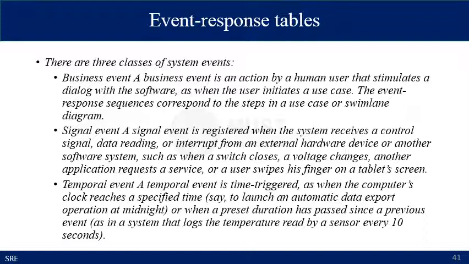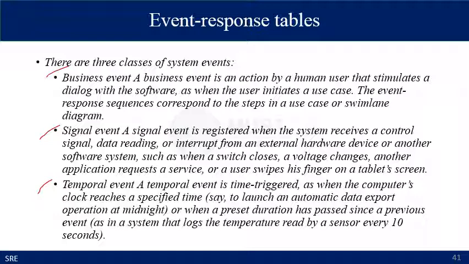So there are three classes of system events: business events, signal events, and temporal events. Business events are the events generated by a human user that stimulate a dialogue with the software, as when the user initiates a use case. The event response sequences correspond to the steps in the use case or swimlane diagram.